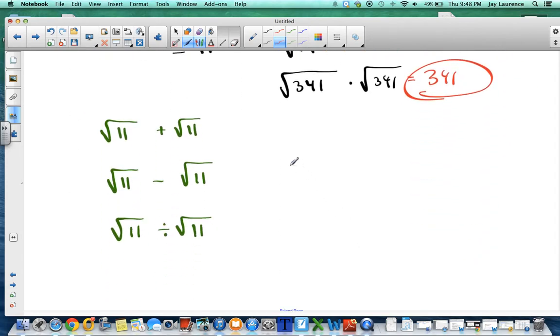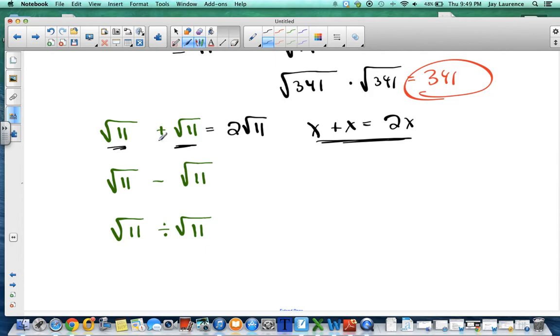Now, what's going to happen if we use other operations on irrational numbers? Let's try the square root of 11 plus the square root of 11. Hey, this kind of looks like x plus x, doesn't it? You've got the same thing added to itself, and x plus x would be 2 x's. Do you think the square root of 11 plus the square root of 11 is 2 times the square root of 11? Yeah, it sure looks the same, where x is the square root of 11.